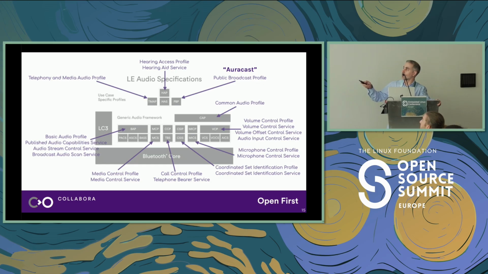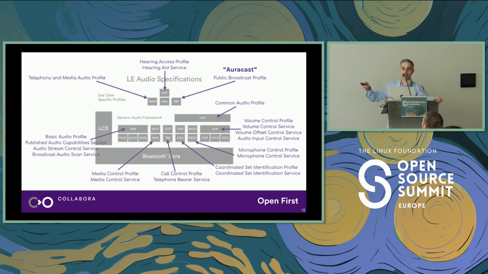And the Common Audio Profile is more like a unification. It defines how to use all of these underlying profiles together. That's what it does. And then we have higher level use cases, which are again wrapping around all these things and trying to make it more abstract. And so we have the Telephony and Media Audio Profile. That means that if you have this, it means your device can play media and it can do phone calls as well. It's telephony and media.